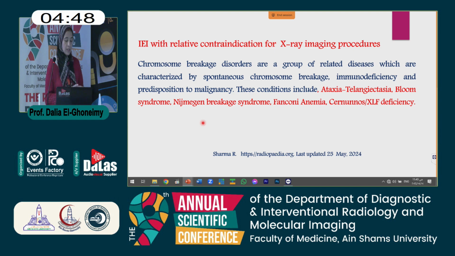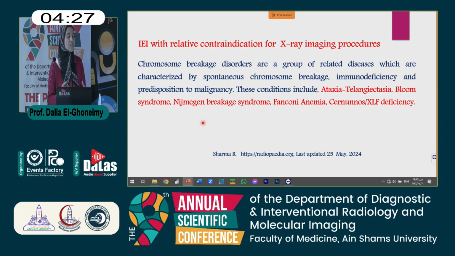Certain patients with IEIs have a relative contraindication for X-ray imaging procedures. These are typically the chromosomal breakage disorders: ataxia telangiectasia, Bloom syndrome, Nijmegen breakage syndrome, Cernunnos deficiency, which is a part of severe combined immune deficiency, and Fanconi anemia.